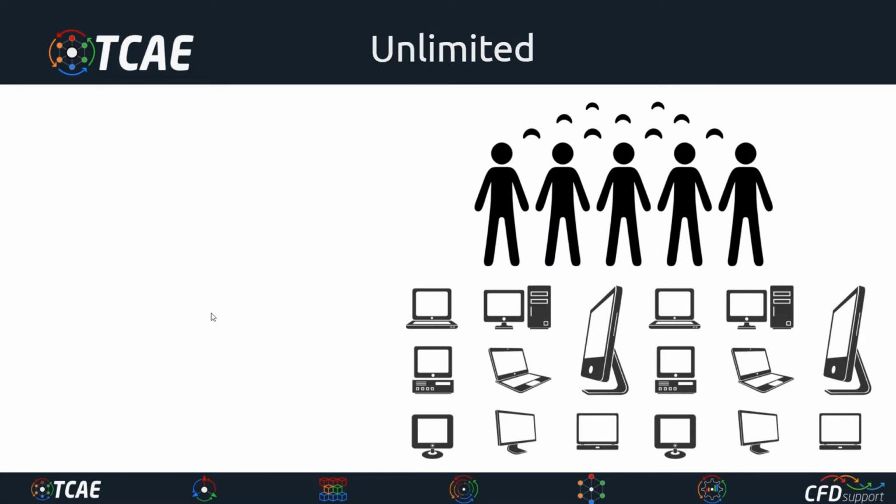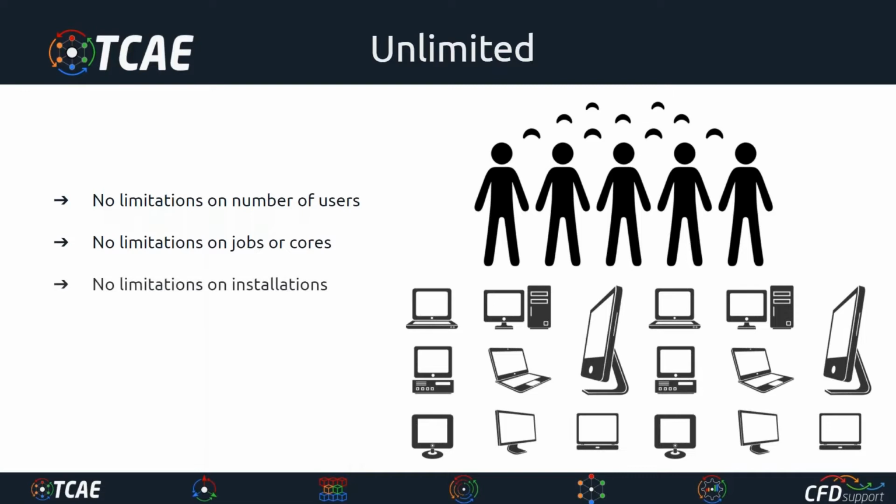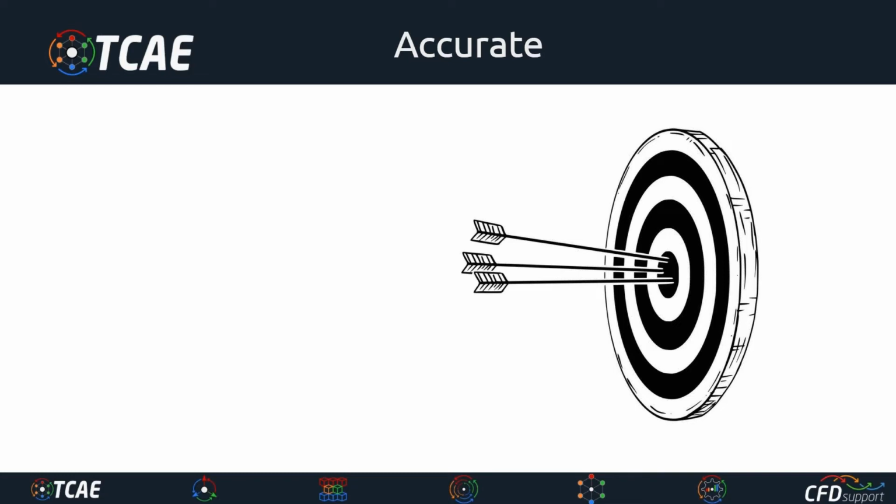Okay, so one of the biggest benefits of TCAE is it's unlimited. It's completely unlimited on the number of its users. It's unlimited on the number of sessions, jobs, and cores it's used on. It's unlimited on the number of hardware installations, so it definitely gives good scaling potential. The user can use the resources to the fullest, and that's good.